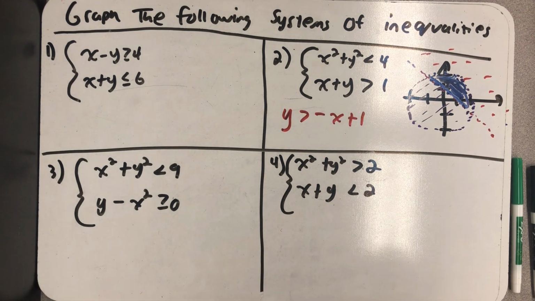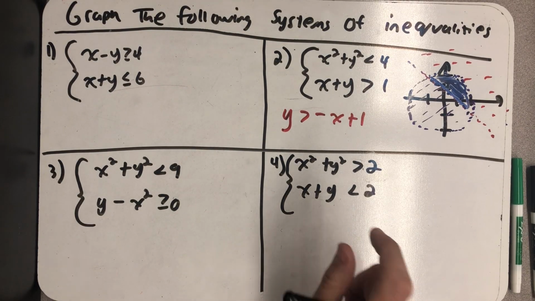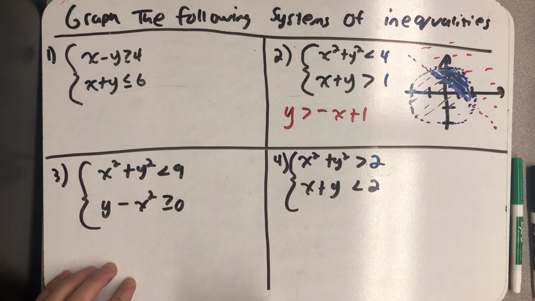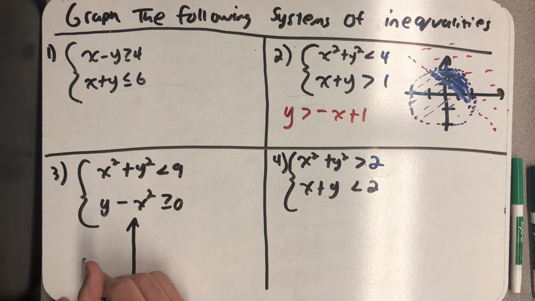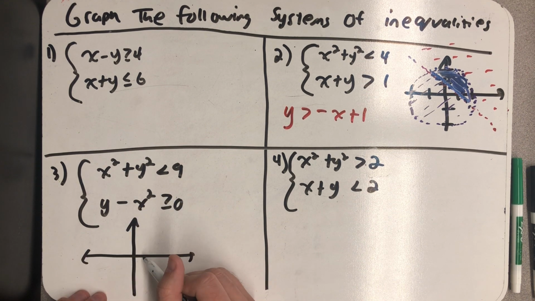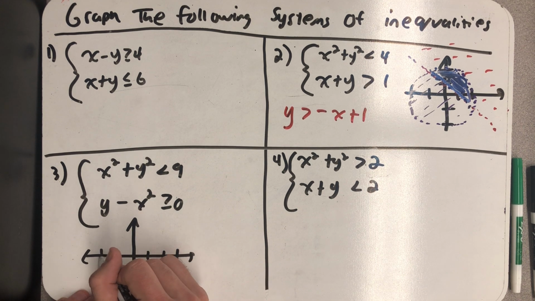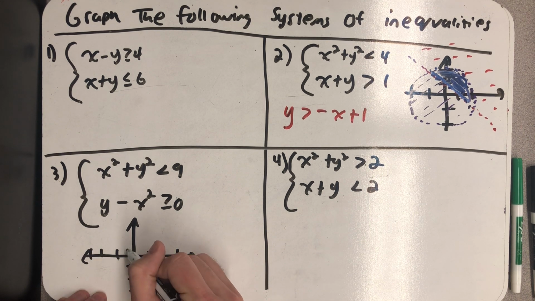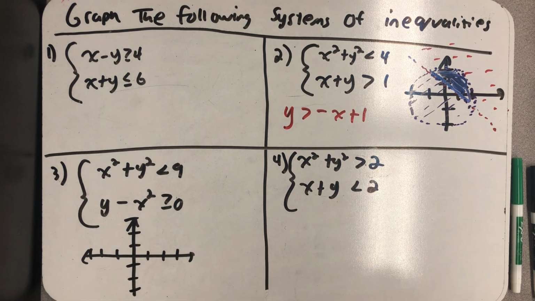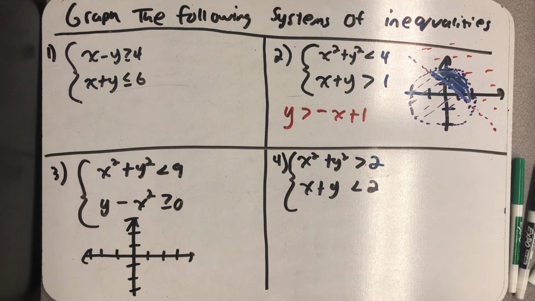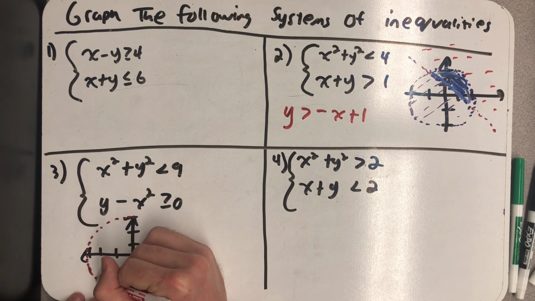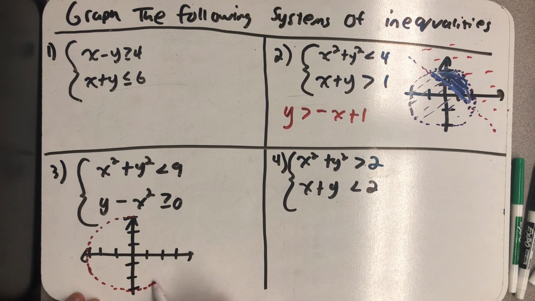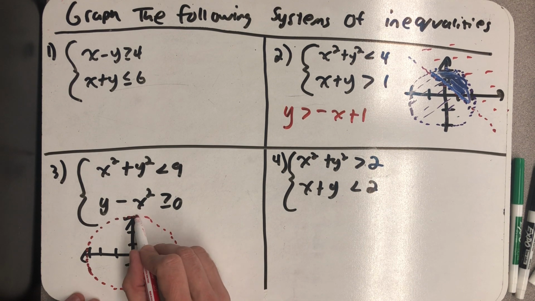All right, 2 more systems of inequalities to go. Let's do this one together, and then I'm going to let you try this one. So here, I have a circle of radius 3, and I'm shading the inside again. So a dotted circle. And anything inside the circle will definitely be a solution.